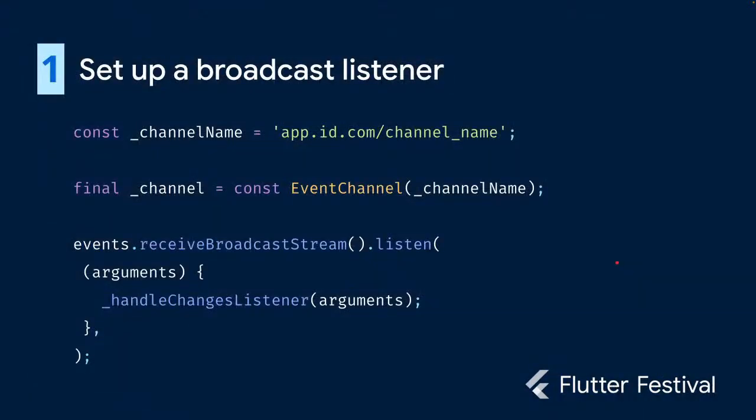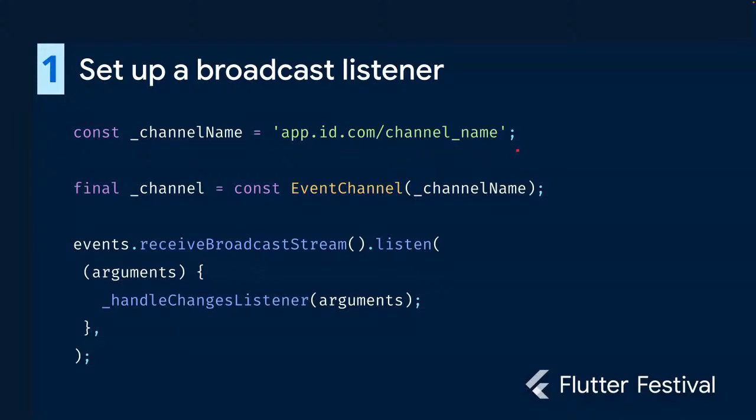It's simple. First, we have a channel name, again, the same as the method channel. And we define our channel. In this case, it's an event channel, not a method channel. And then we call the channel, I'm sorry, this is not events, it should be channel, it's just a typo. So we call channel dot receive broadcast stream dot listen. So we set a broadcast stream to listen on the channel that has this name.